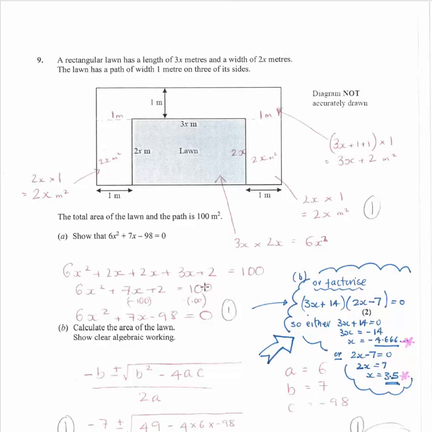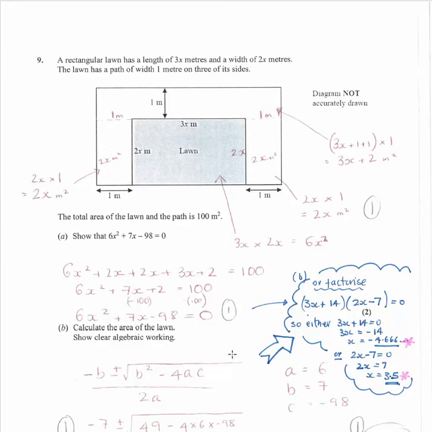Just before I go any further, you could do it in a different way. You could say, okay, well, this rectangle is 3x add 2 long, 3x plus 1 plus 2, and it's 2x plus 1 wide. So to work out the area of this shape, it would be 3x add 2 in brackets multiplied by 2x plus 1 in brackets. And then when you expand those two brackets, you would get exactly the same thing here. Just a different way of doing the same thing.